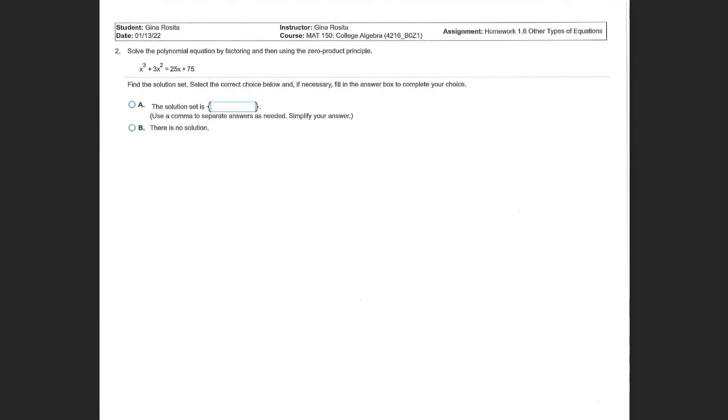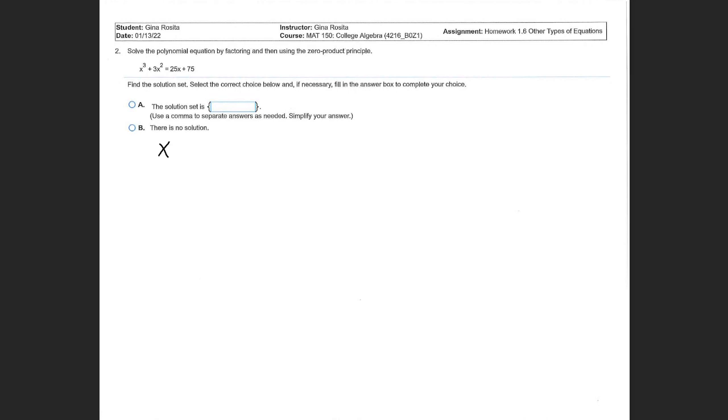Solve the polynomial equation by factoring and then using the zero product principle. X cubed plus 3x squared equals 25x plus 75. Remember, we have to put 0 on the right side or on the left side, but we need it equal to 0, right? So now I just write down over here.